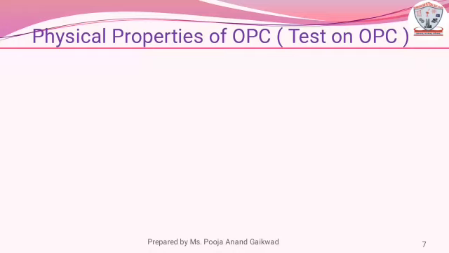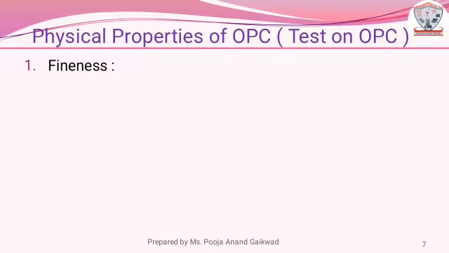Physical properties of OPC, for which laboratory tests are conducted. Before starting the physical properties, we will understand about IS. IS, its full form is Indian Standard, which is referred to for conducting common procedures, validation, and to maintain the same and required standard all over India.